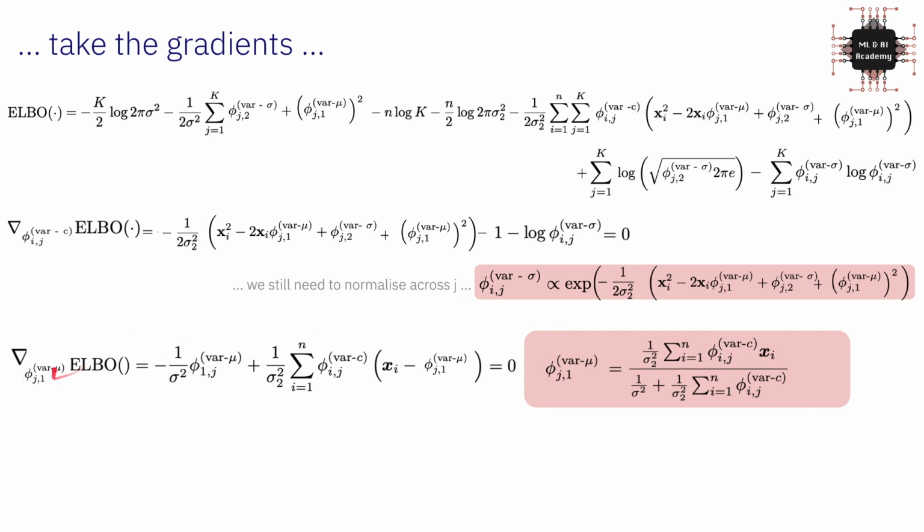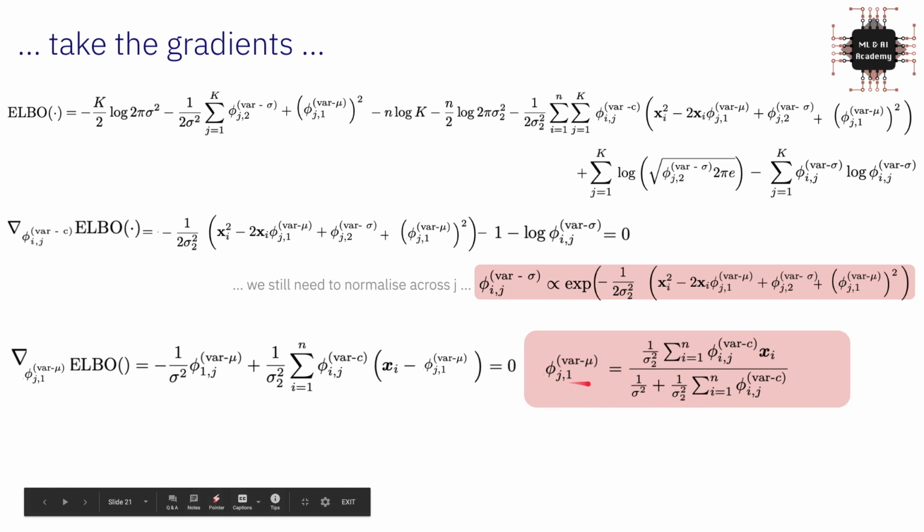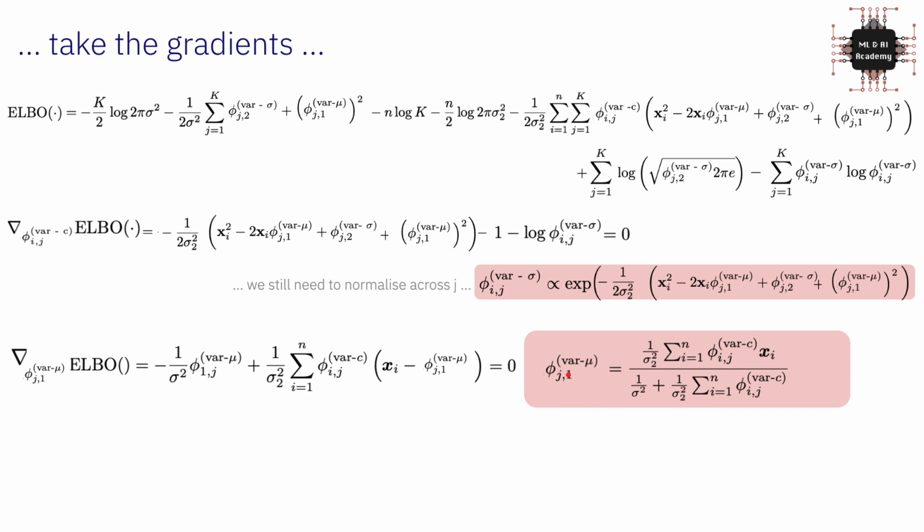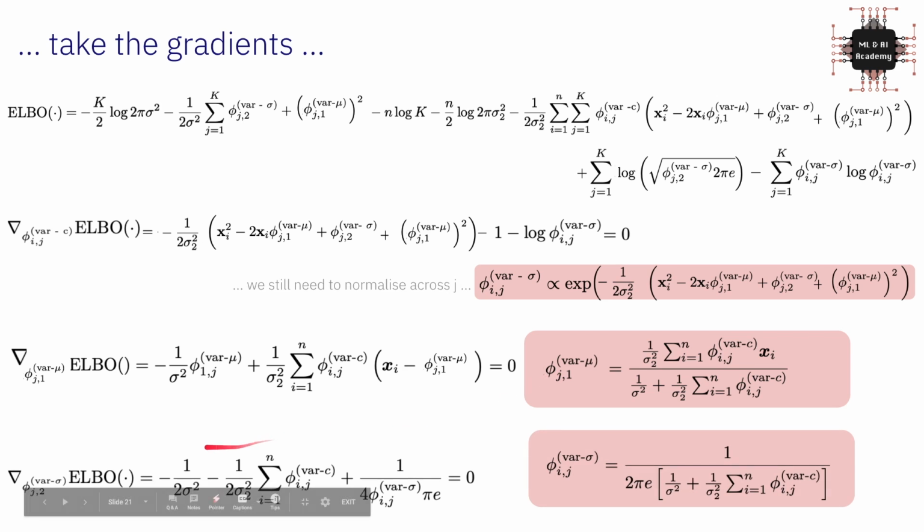We can do the same for var j mu, and that again we just derive this with respect to var j mu, and then that would give me a closed form solution for phi j1, which is the mean of the variational distribution. And then we can do the same with respect to var j sigma, which again will give me this equation for the variance of the Gaussian distribution.